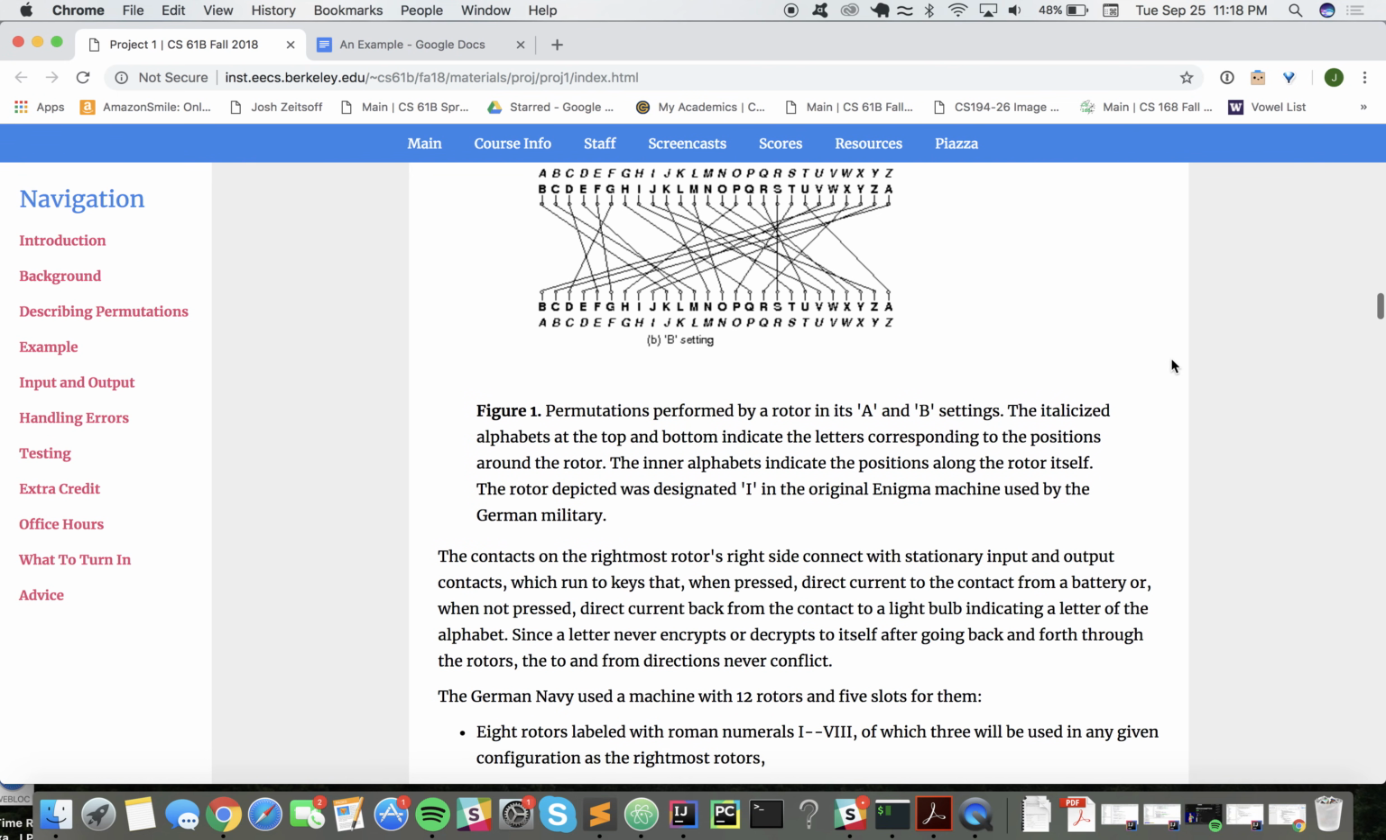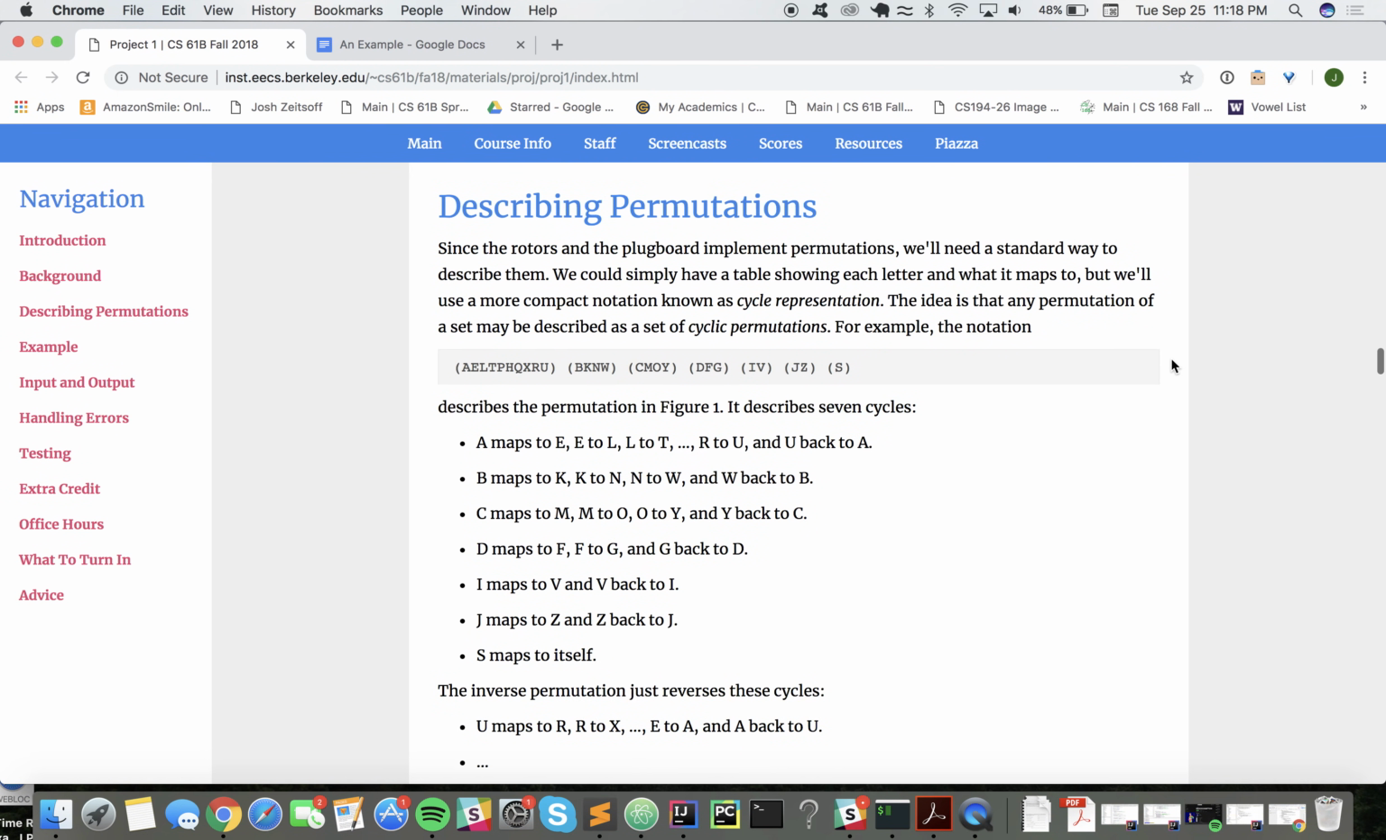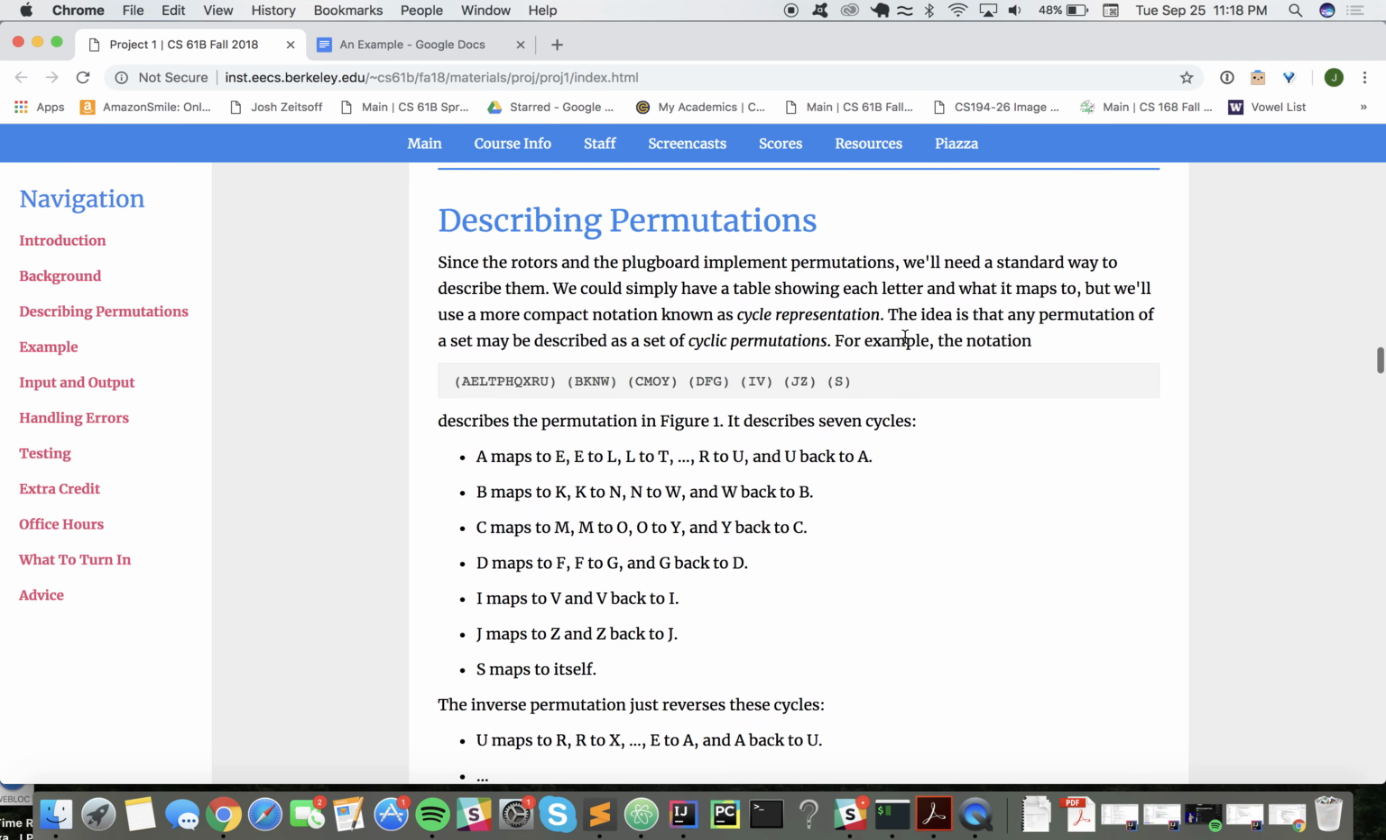So now we're going to talk about these permutations and what they are. How do we represent them? First we're going to decide on a way to represent permutations. And the way we decided was cycle representation. So any permutation is just a bunch of cycles. And if we see something like this, it just means A maps to E. So in the forward direction, A maps to E. E maps to L maps to T, and so on, all the way to the end, which wraps back around. That's our cycle. So now U maps back to A.